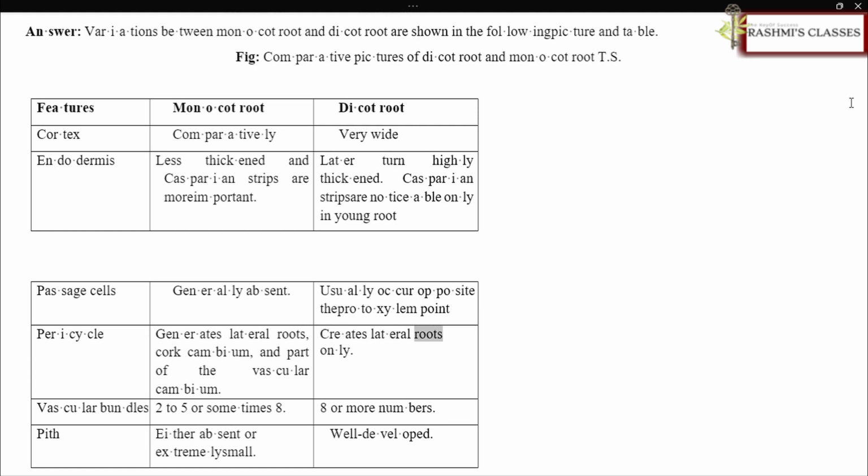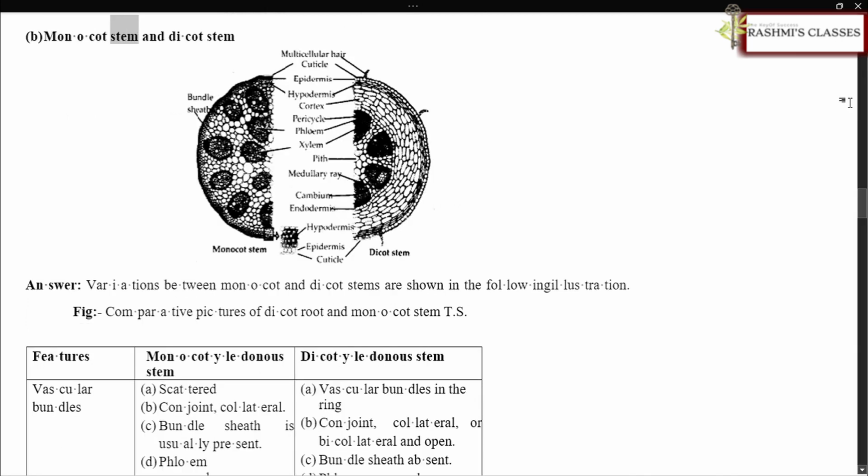Creates lateral roots only. Vascular bundles. 2 to 5 or sometimes 8. 8 or more numbers. Pith. Only. Either absent or extremely small. Well developed. Monocot stem and dicot stem.